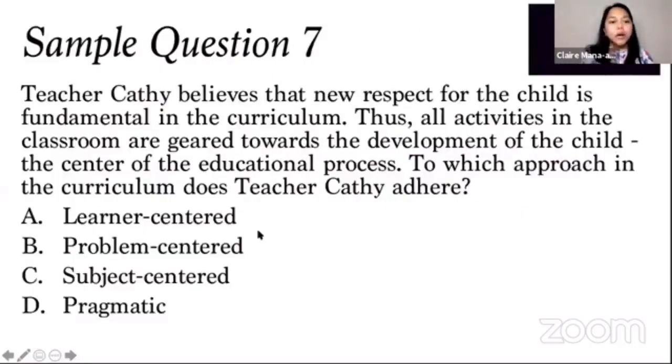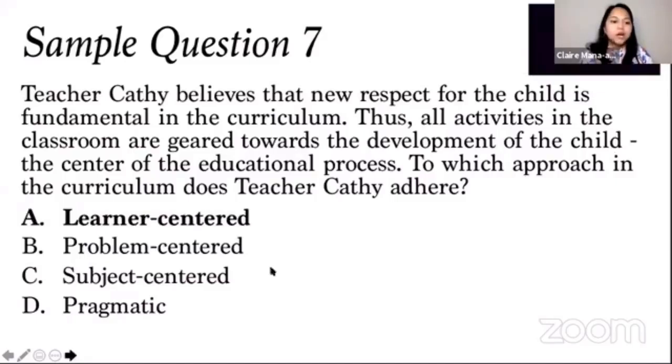Okay, now we go to sample question number 7 here. Teacher Kathy believes that new respect for the child is fundamental in the curriculum. Thus, all activities in the classroom are geared towards the development of the child, the center of your educational process. To which approach in the curriculum does Teacher Kathy adhere? Is it letter A, learner-centered, letter B, problem-centered, letter C, subject-centered, or letter D, pragmatic? Now, of course, the correct answer here, sabi dito, new respect for the child is fundamental. And so we know that the correct answer here would be learner-centered. Tama yung letter A, that's learner-centered.